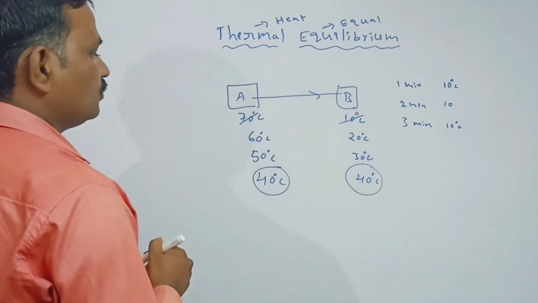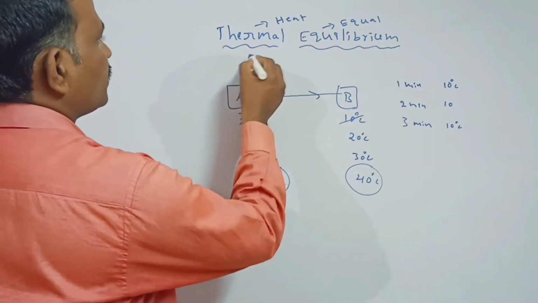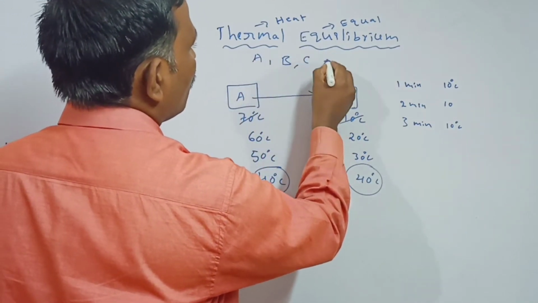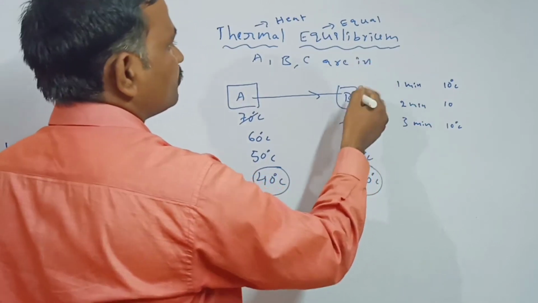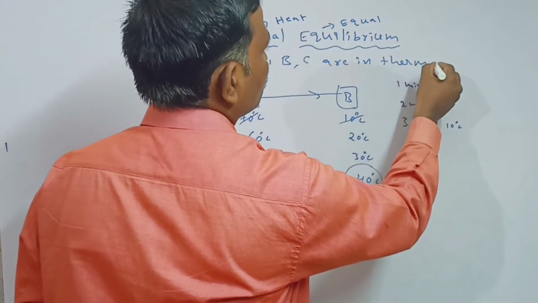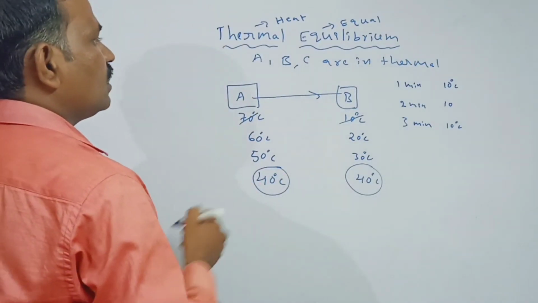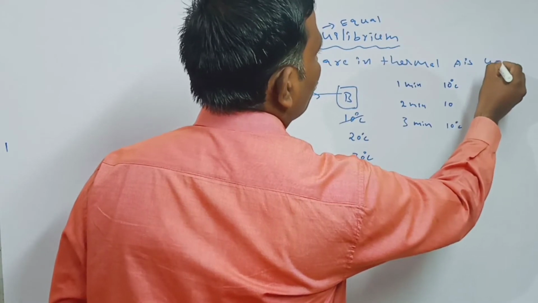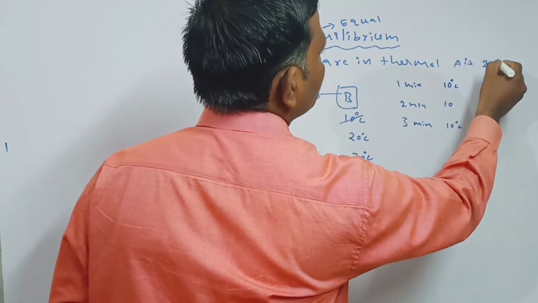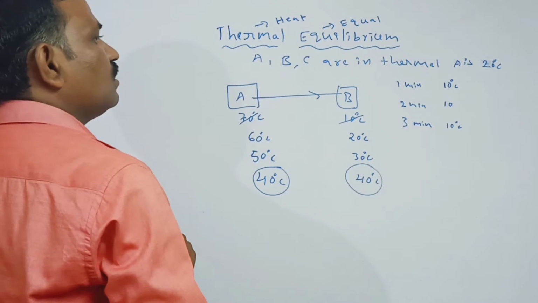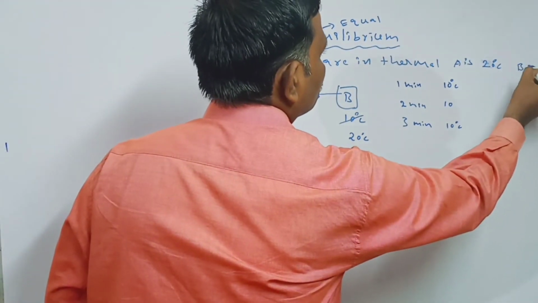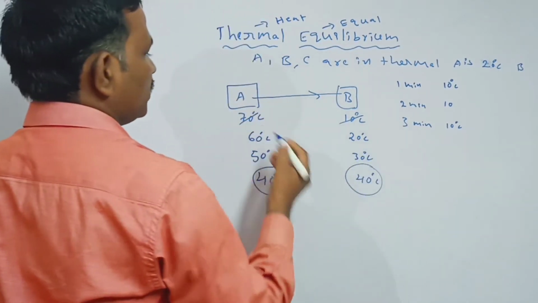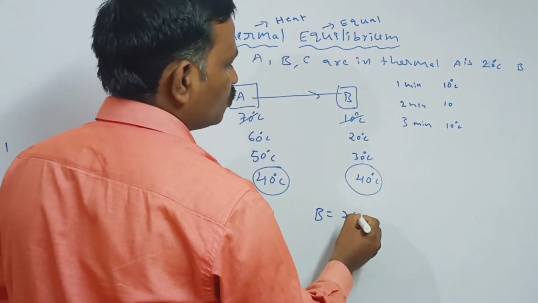For example, I have three objects A, B, C in thermal equilibrium. Then the temperature of A is, whatever it may be, 20 degrees Celsius. Then what is the temperature of object B? What is the temperature of object B? The answer is B's temperature is also 20 degrees Celsius.